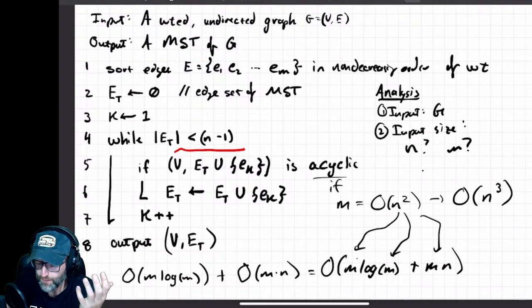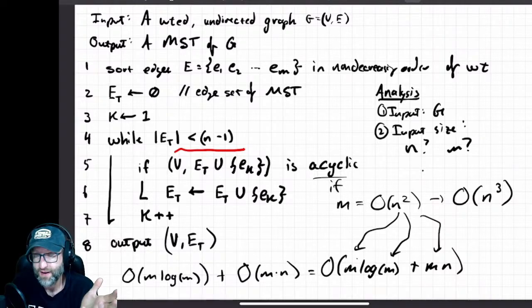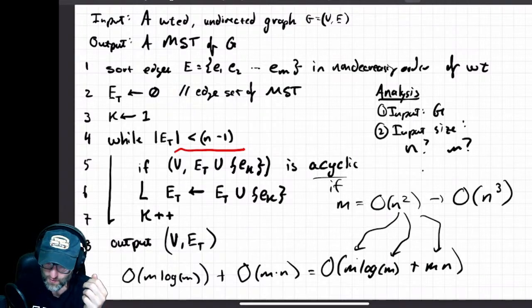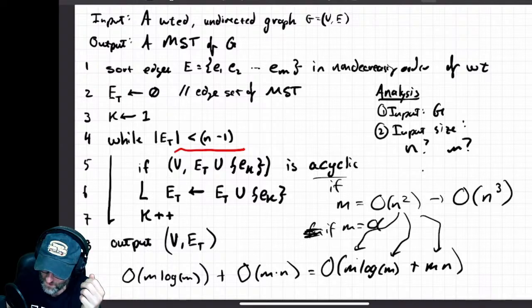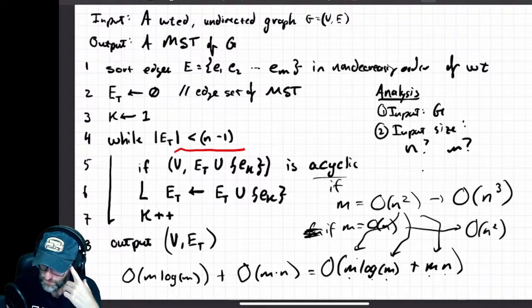If it's a sparse graph, or maybe even in the other direction, what's the minimum it could be? It could be order n, because we said that it did have to be a connected graph, otherwise you're talking about forests, minimum spanning forests. So if m is order n, then this becomes n log n plus n times n, it'll end up becoming order n squared. That's if you're doing it naively.